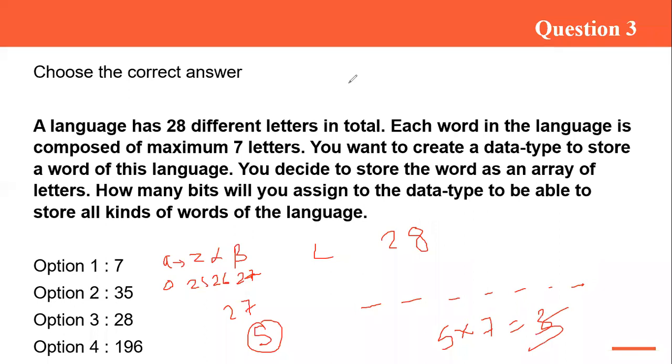Am I right? Boys and girls, understood that? Per letter I need 5 bits. Per 5 bits per letter means 7 letters. How many bits? 7 into 5 bits, which is nothing but 35 bits. Understood?